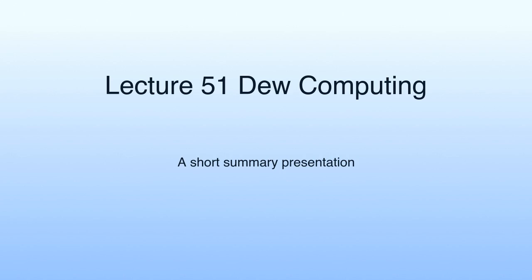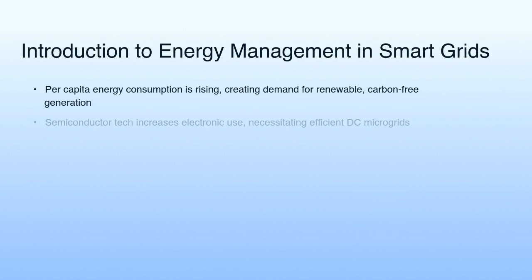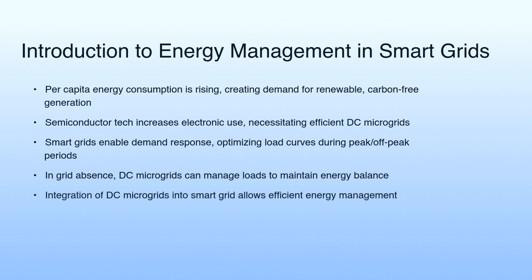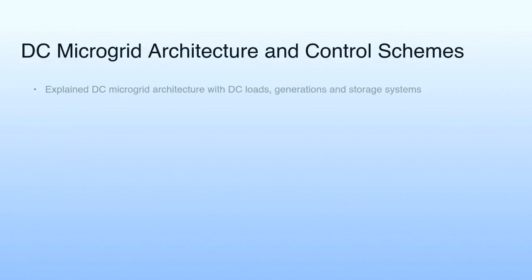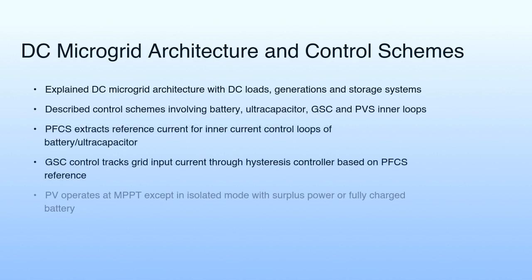Lecture 51, DC Computing. The demand for renewable, carbon-free generation is increasing as per capita energy consumption rises, necessitating the efficient management of energy through smart grids and DC microgrids. DC microgrids consist of various components like DC loads, generations, and storage systems, with control schemes involving battery, ultracapacitor, grid-side converter, and photovoltaic source in loops.